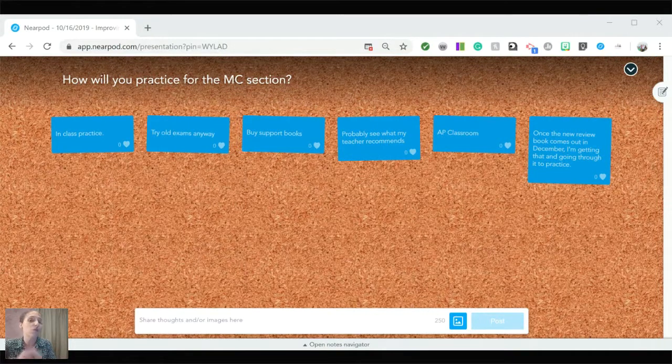Old exams is a great strategy as well. What I want you to think about, though, when you're using those old exams, and this is true if you're using some of the older ones in your classroom, which your teachers probably will use because I plan to use them, the questions about vocabulary in context aren't going to be there. So those are kind of taken out.